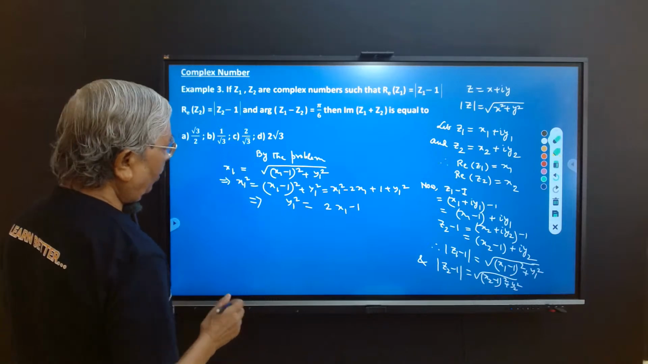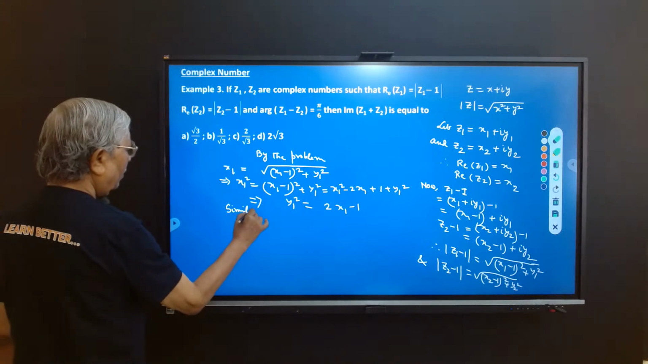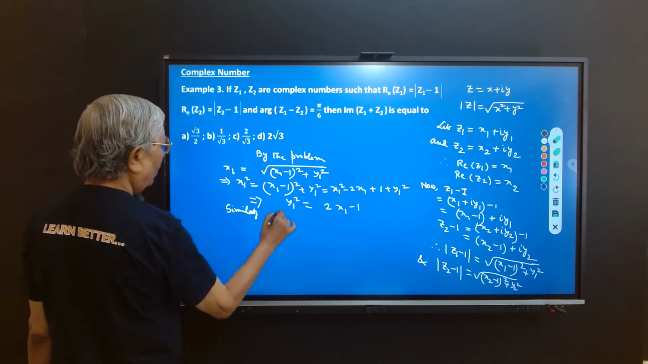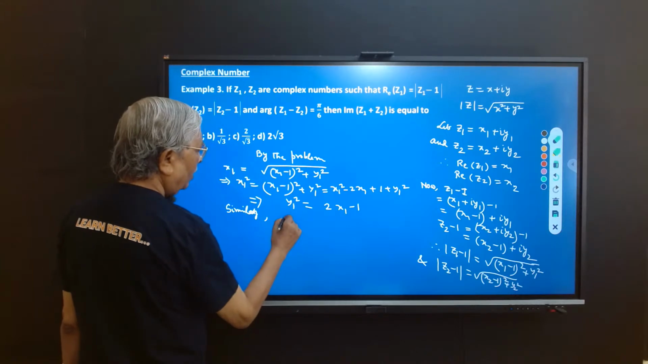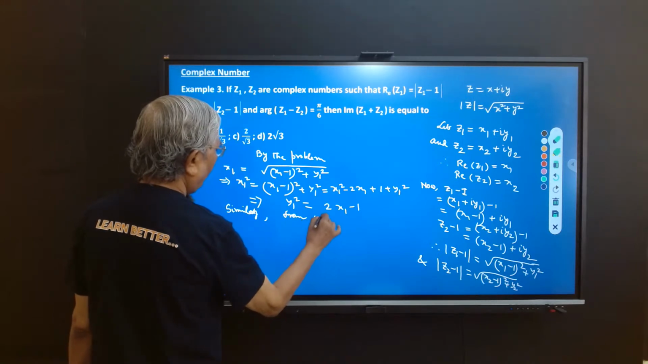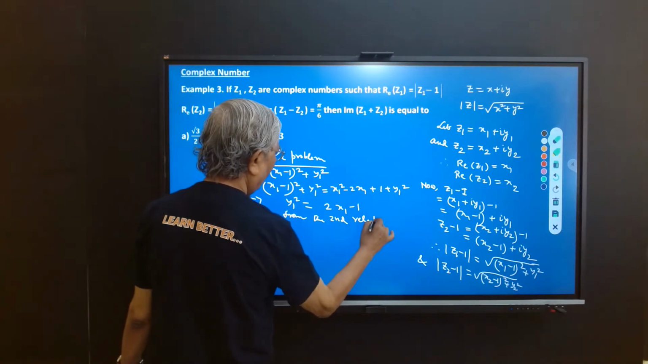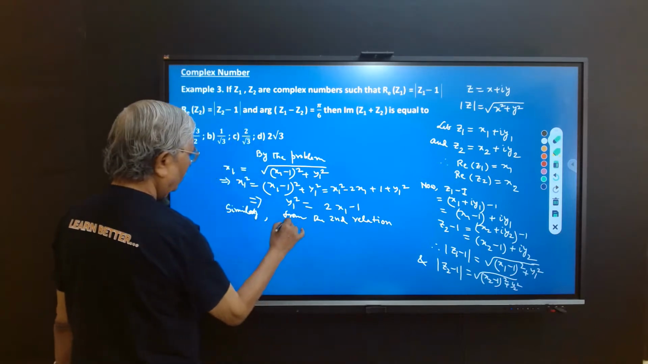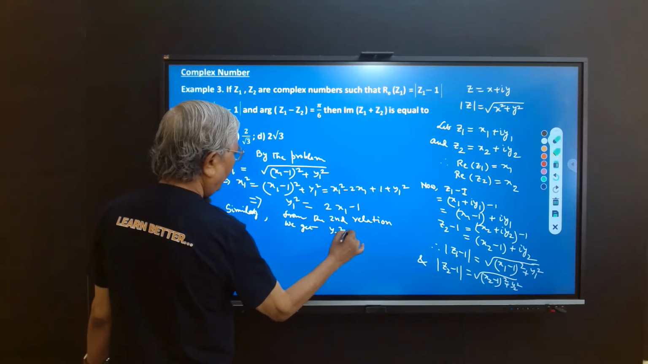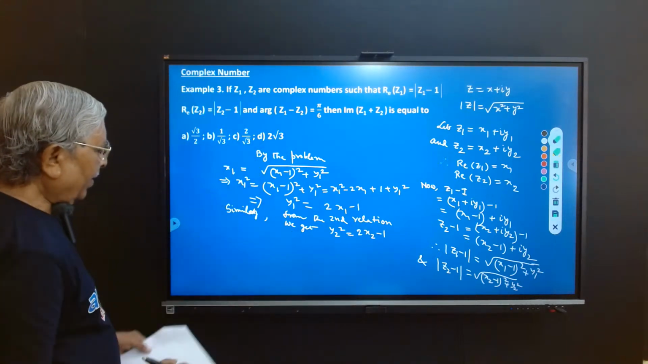Similarly, from the second relation, we get y2 square equals 2x2 minus 1. Subtract these two.